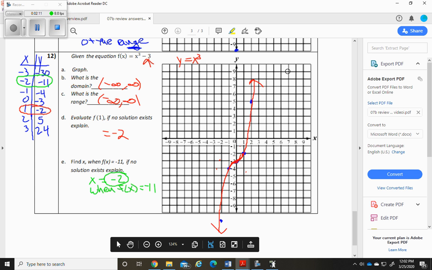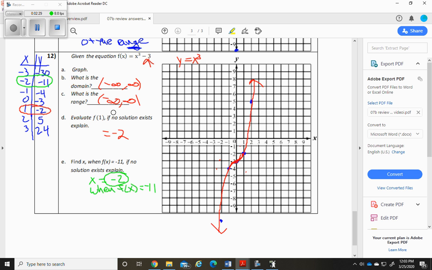And the domain, since there are arrows at both ends, is going forever out to the right and the left. The domain is all real numbers, or you could say negative infinity to positive infinity. And the same thing with the range, since there are arrows. It goes from negative infinity to positive infinity.